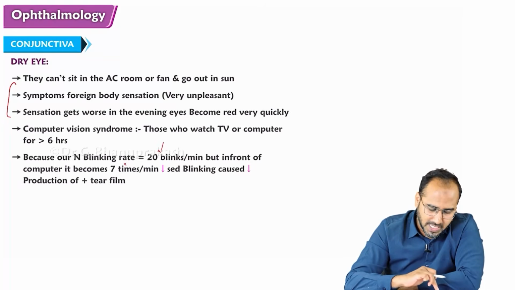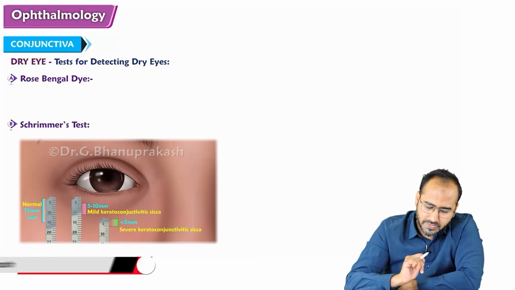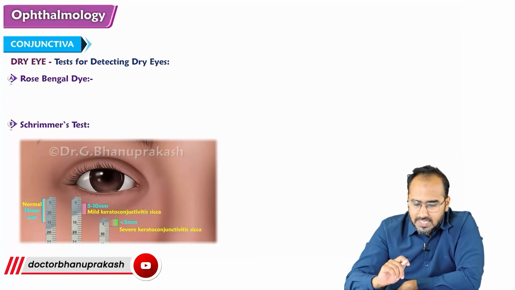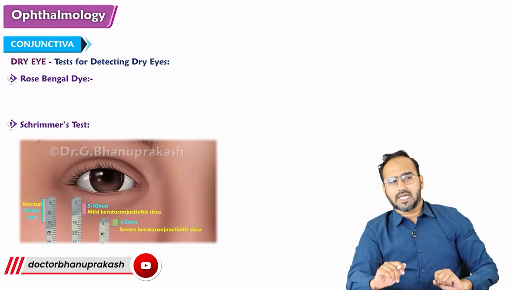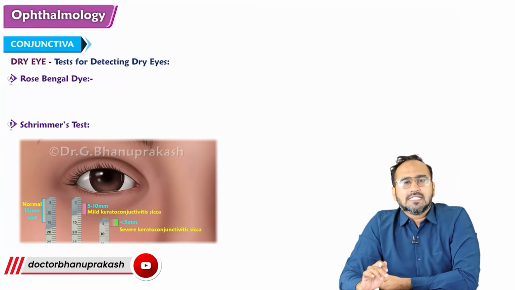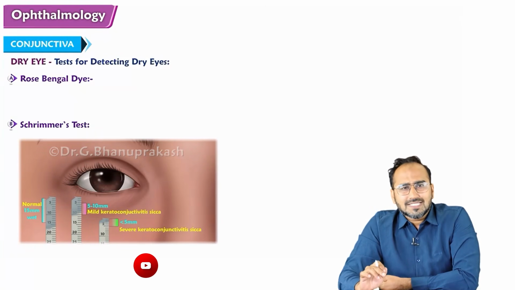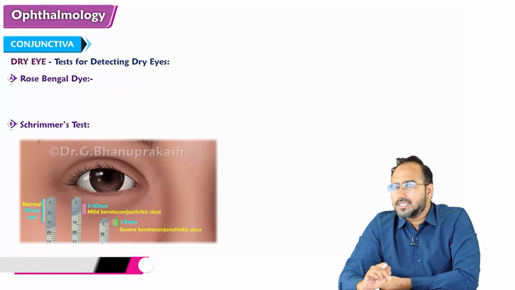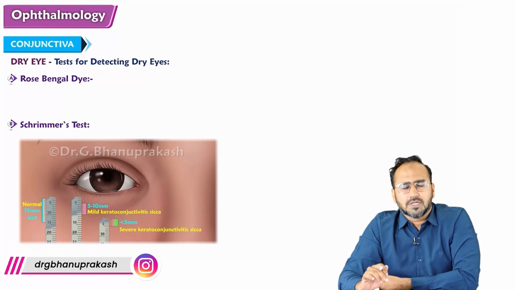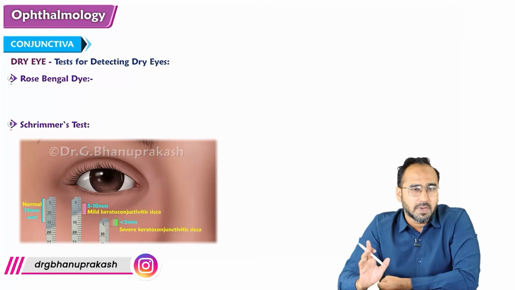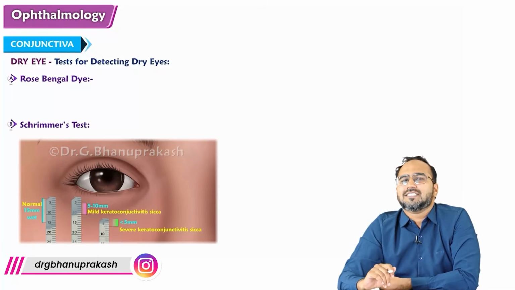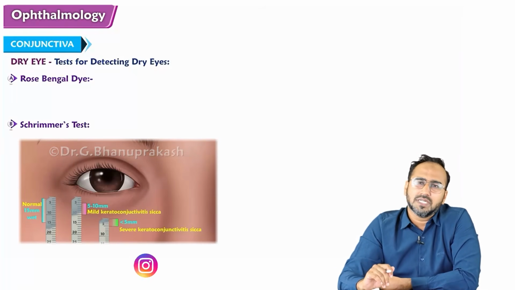That's why the patient will be at risk of developing what? Dry eyes. So what is the test done to detect dry eyes? The test that is done to detect dry eyes is called the Rose Bengal dye test. The first test that is done is the Rose Bengal dye test. The second test that is done is called Schirmer's test.